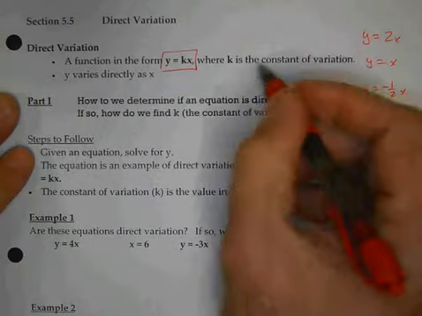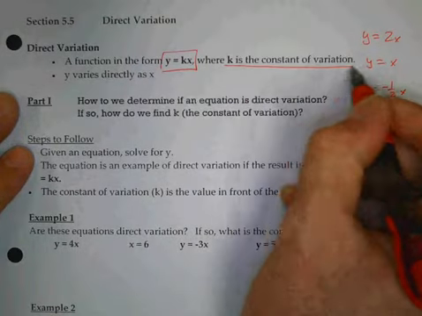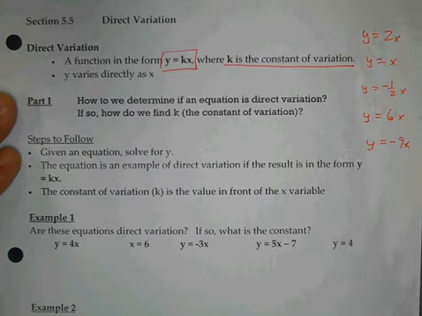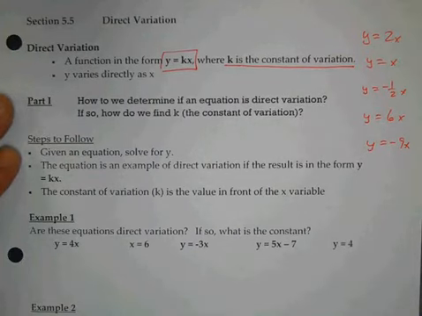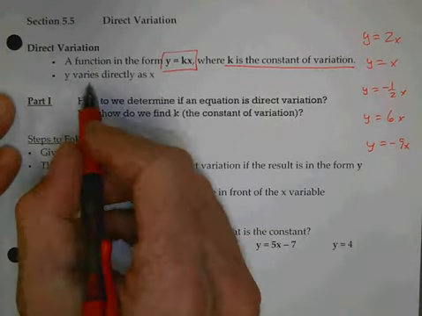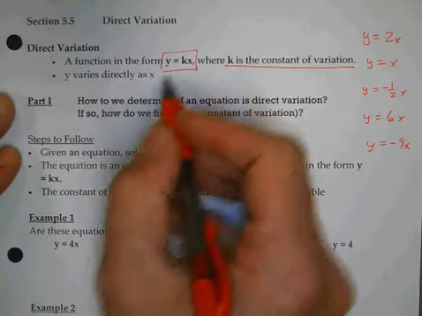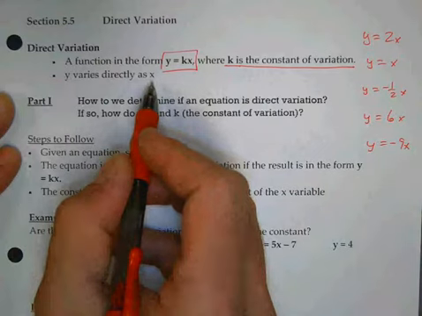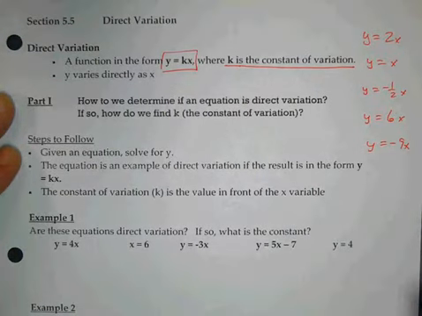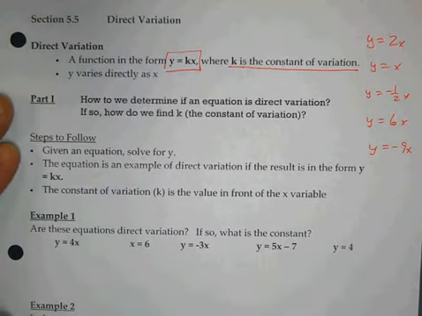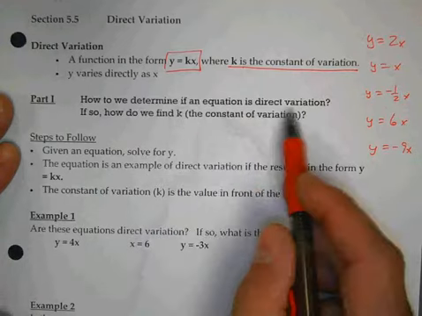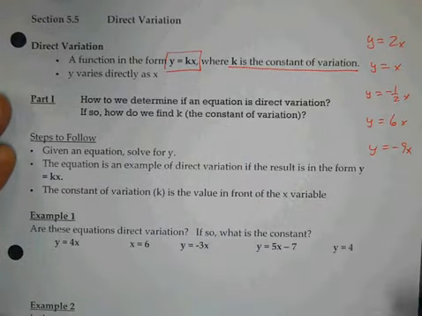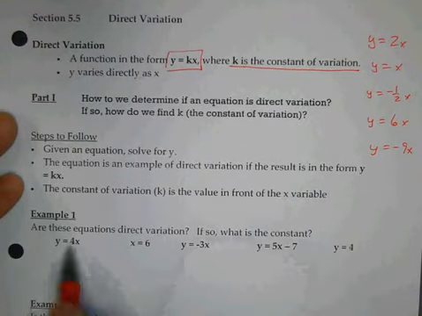And our goal today is to understand how to find what's called the constant of variation. And that variable is always called k. We say this, y varies directly as x. So when it's written y equals a number times x, that means y varies directly as x. It's just a way to talk about that. So, two things we want to try to figure out. How do we determine if it's direct variation, and if so, what's the constant? Really simple.